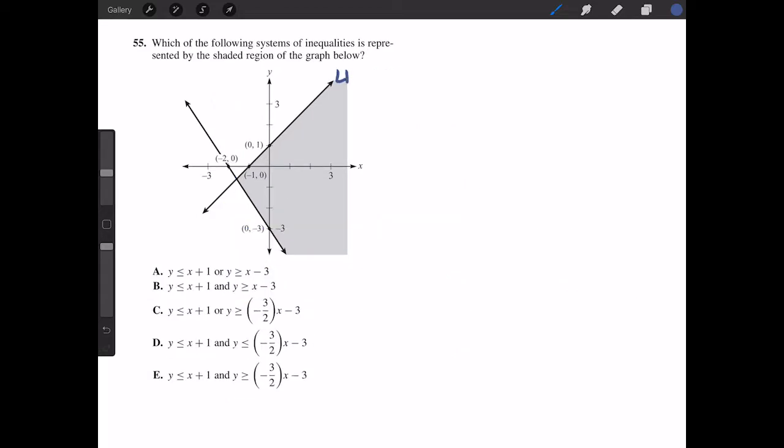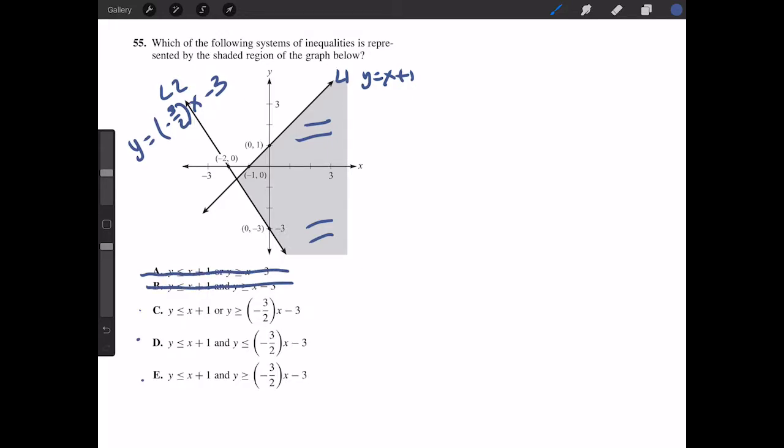So line 1, y equals x plus 1. Line 2, it is y is equal to negative 3 halves times x minus 3. We now know the equations of both lines. But remember, we need to know which system of inequalities corresponds to this region here, to this graph. Well, we've already determined that A and B cannot be right. So we essentially need to see which one of C, D, or E is correct.